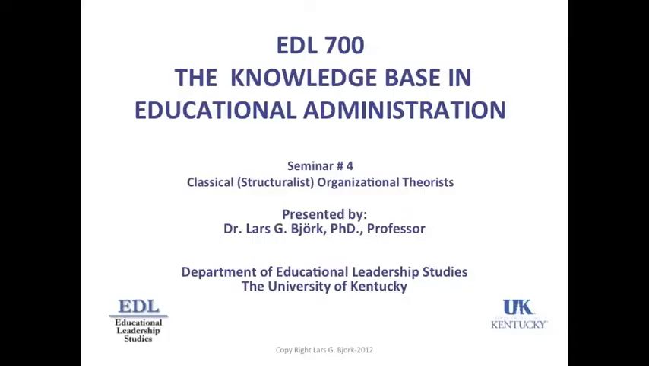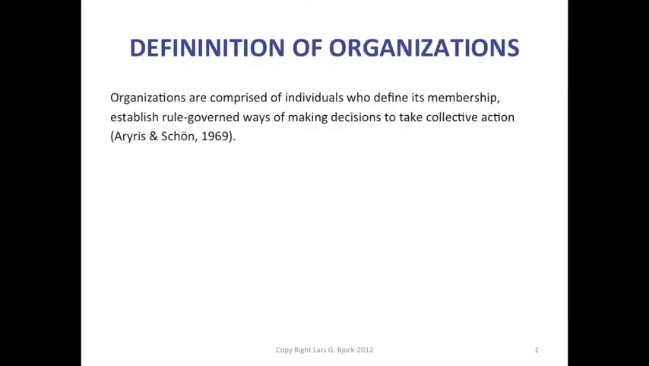Before we discuss classical or structuralist organizational theories, I'd like to take a minute to define organizations, management, and leadership. According to Argyris and Schoen, organizations are comprised of individuals who define its membership and establish rule-governed ways of making decisions to take collective action.